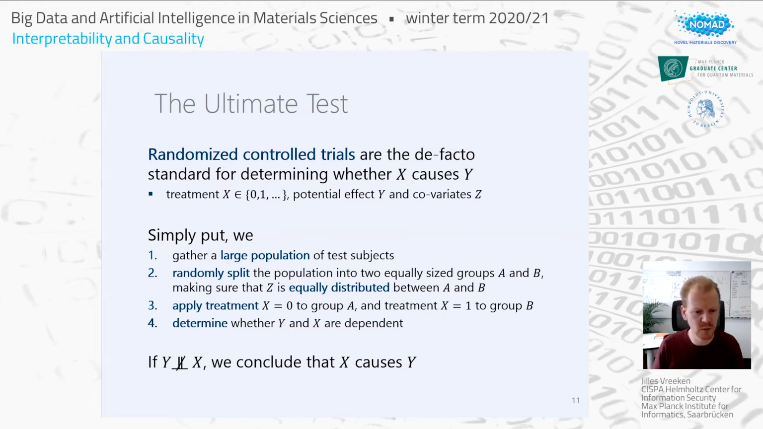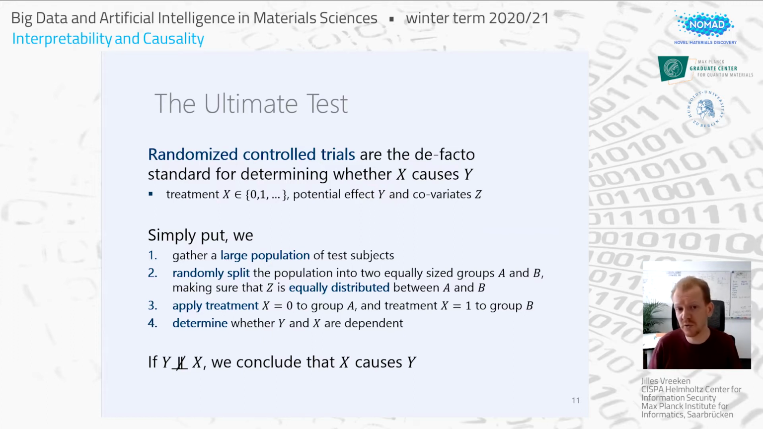So what we do is that typically we take X to be discrete valued, nominal, such that we can consider it treatments. You get the green pill or the blue pill or something like that. And then we want to see, does taking this pill, let's say a placebo versus an actual treatment, have a positive effect?